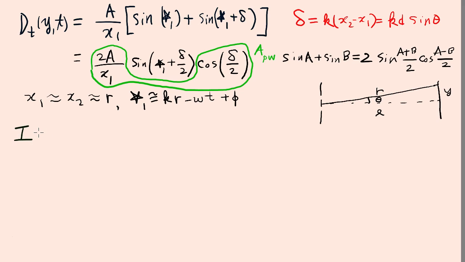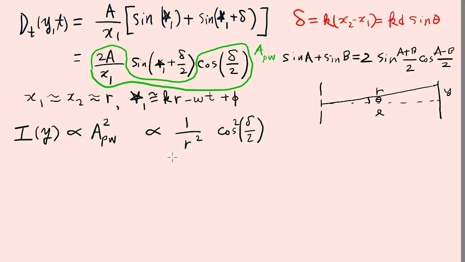So then the intensity, which is a function of y and t in principle, but actually it turns out it's independent of time, is just proportional to A_PW squared, and that's proportional to, therefore, 1 over r squared and cosine squared delta over 2. I'm going to drop the 4A squared because that's just a constant.